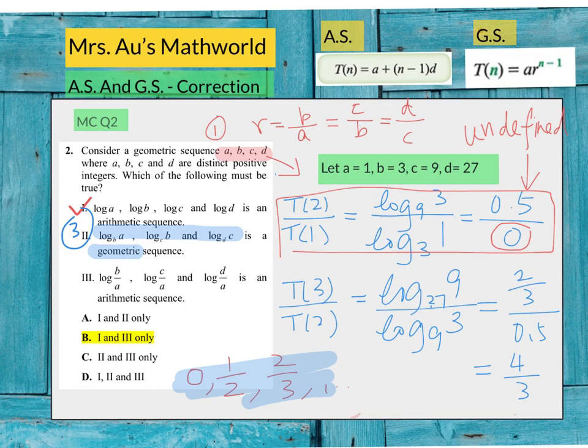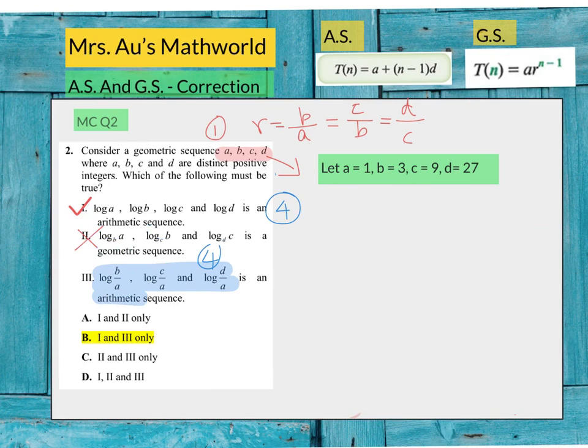The second one is 4 over 3. That means it is impossible. So therefore, statement 2 is incorrect. Okay, so for the third one, I want to use the MC method to work with you. Maybe I substitute and put it as a kind of sequence first to save time.